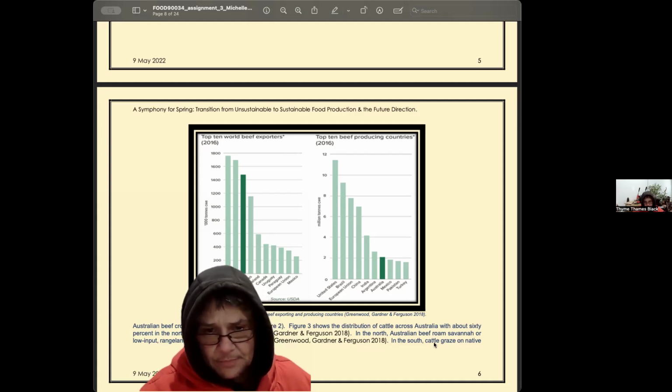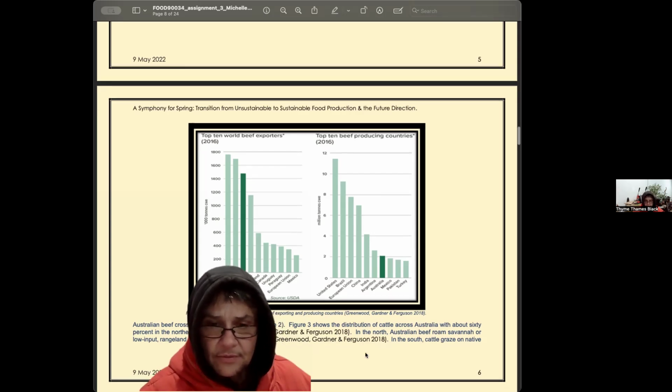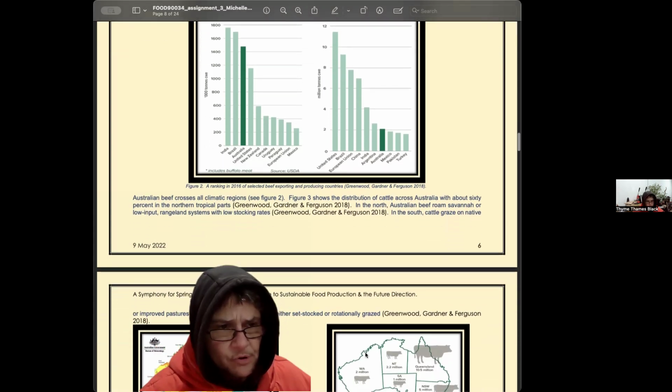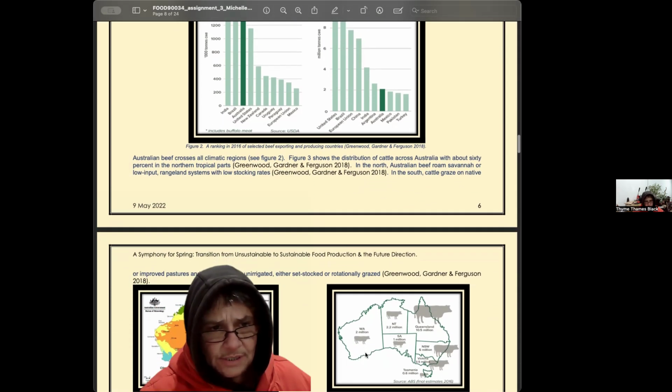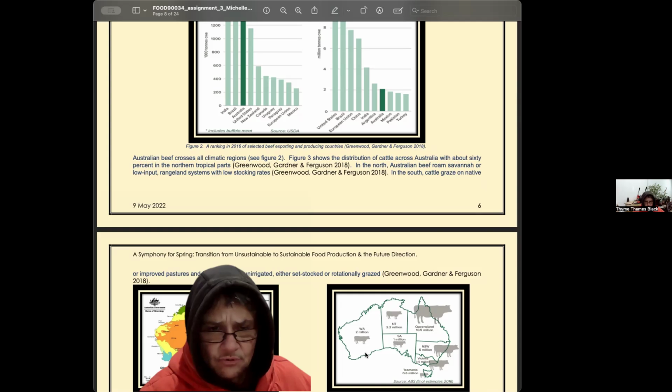In the north, Australian beef roams savanna or low input rangeland systems with low stocking rates. Greenwood, Gardner, and Ferguson, 2018. In the south, cattle graze on native or improved pastures and forages, usually unirrigated, either set stocked or rotational grazed.